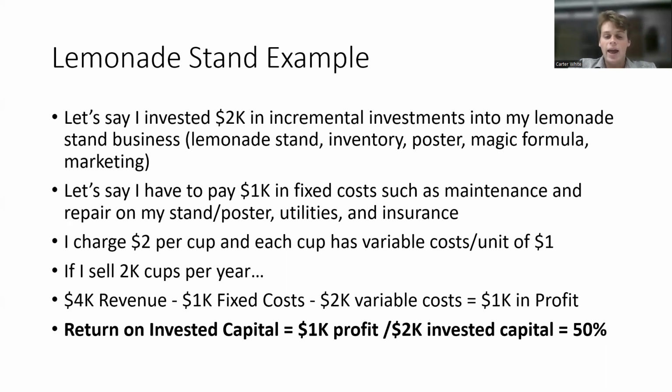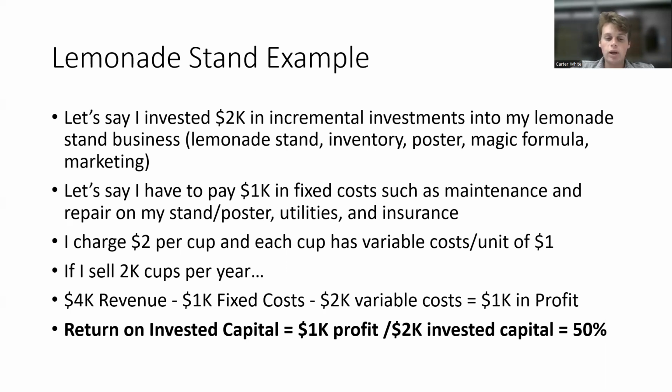And let's say that every period I have to pay $1,000 in fixed costs. So these are just costs that I'm going to have to incur, right? Doesn't matter how much in sales I have. I'm just going to have to pay for maintenance and repair on my stand and poster. I'm going to have to pay utilities, and I'm going to have to pay insurance, right? Those are just things I have to pay, right? And let's say unit economics, I charge $2 per cup, and each cup has variable costs per unit of $1.